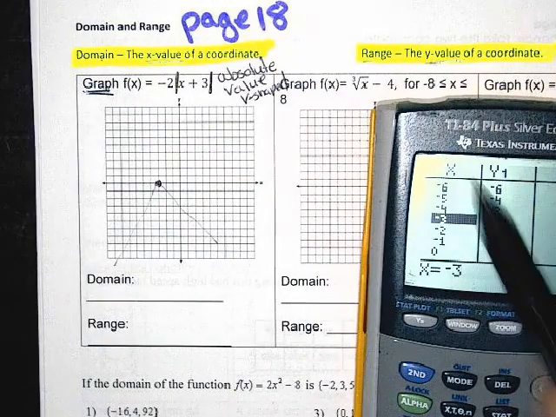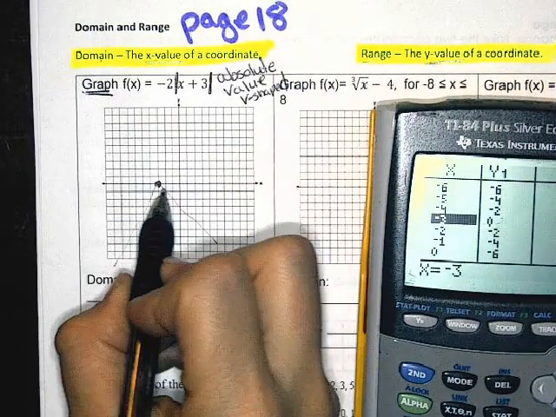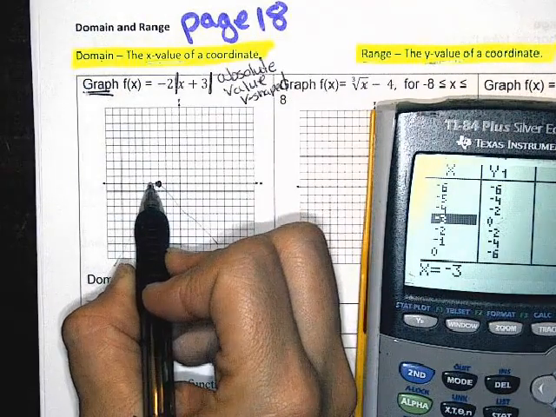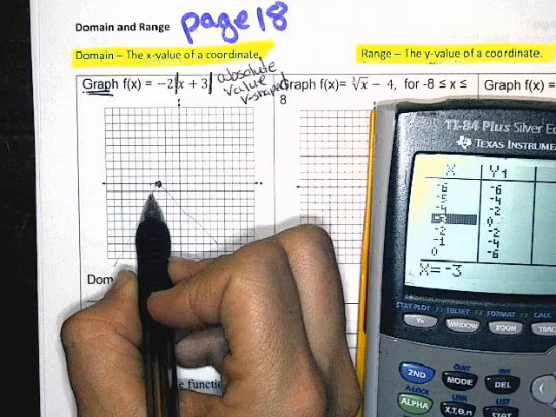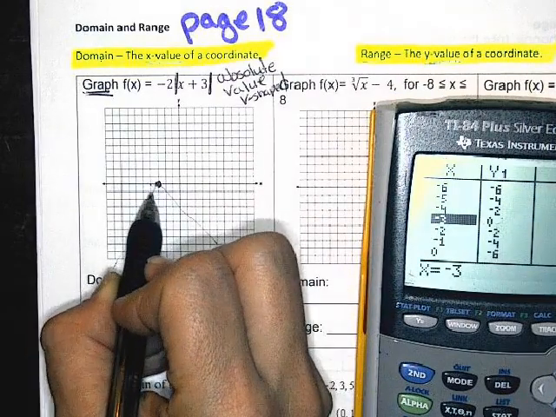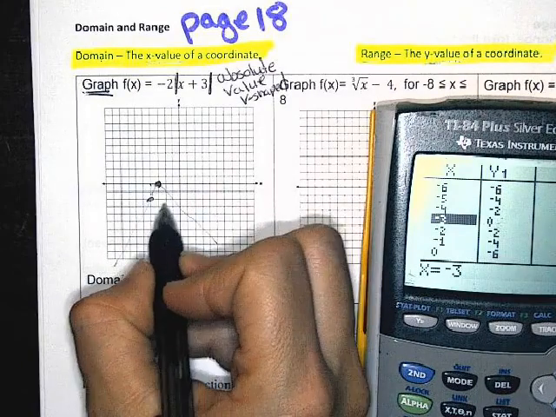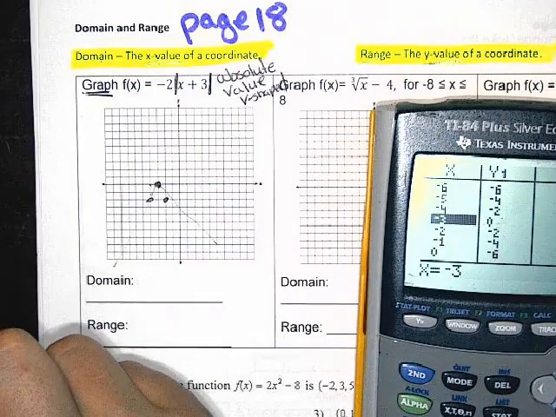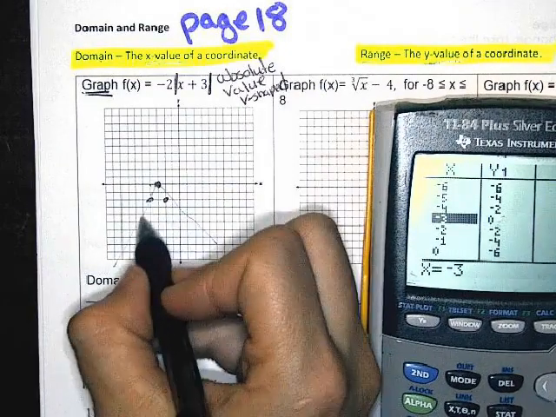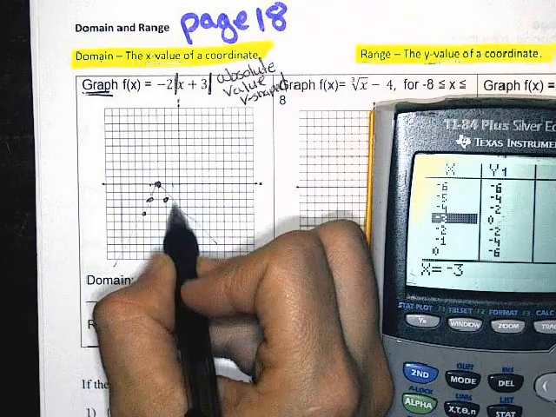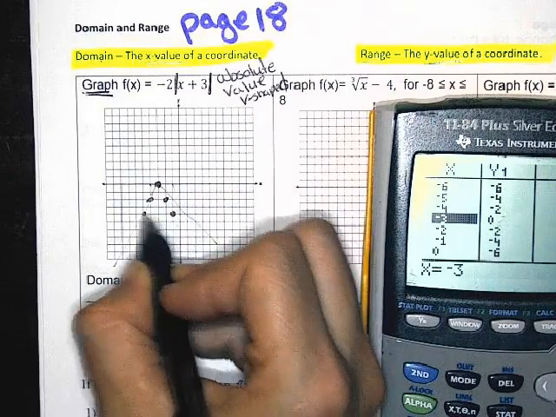So I'm going to graph a few of these. I'm going to graph negative 5, negative 4. Okay, so negative 4, negative 2. That's going to be the same thing on the other side. Then I'm going to go down to negative 4. So I'm just plotting the coordinates, negative 1, negative 4, and they match.